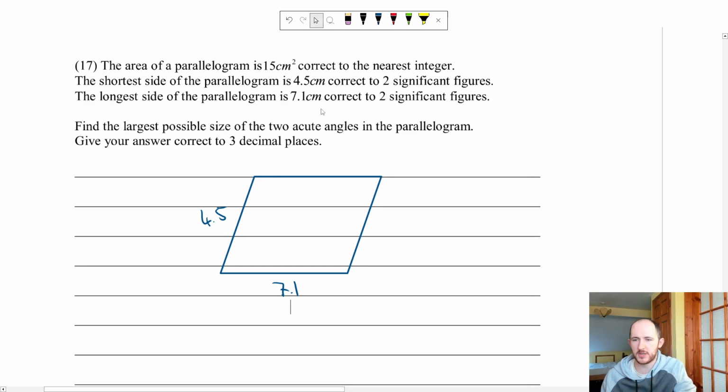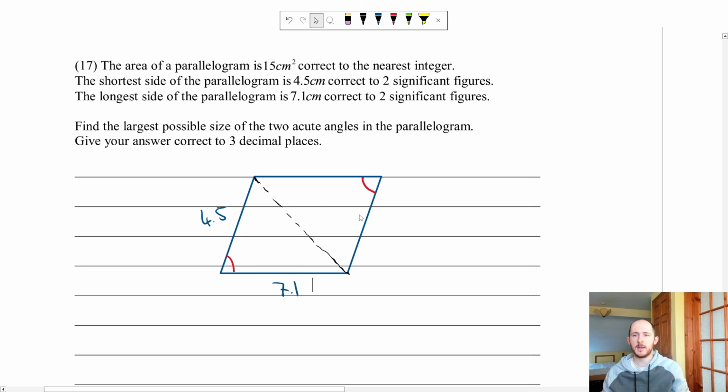Find the largest possible of the 2 acute angles. Now, if I have a look at this parallelogram, I can see that the acute angles are going to be these ones, right? And that's always true in every single parallelogram. There's 2 acute and they're always opposite to each other diagonally. And there's 2 obtuse, which are, again, opposite to each other. Now, the great thing about parallelograms is you can split them directly in half and it's a line of symmetry. So this half of a parallelogram is the same as this half.